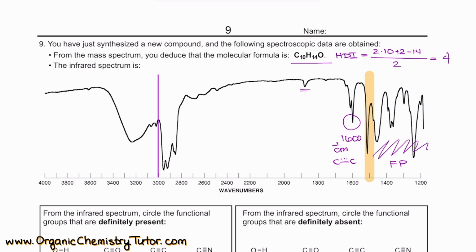Then, looking at my 3000 region over here, I see that on the right side I have my regular sp3 hybridized carbon hydrogen stretches, and what looks like on the left something like an OH group most likely. And also we have some signals just to the right from our 3000 stretch, which is going to be sp2 hybridized carbon hydrogen stretches over there.